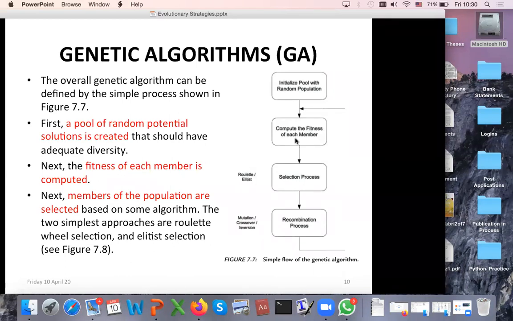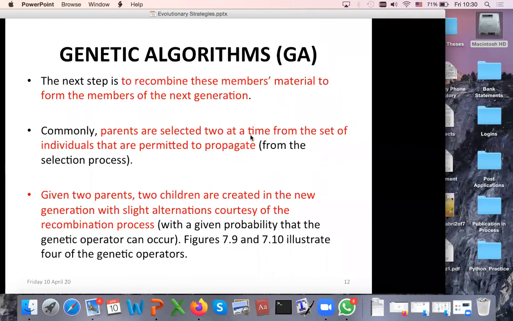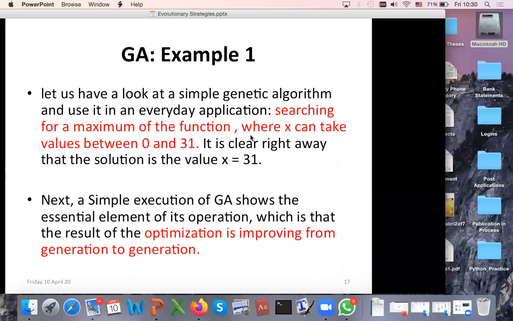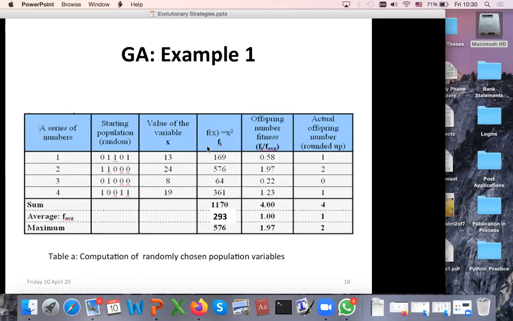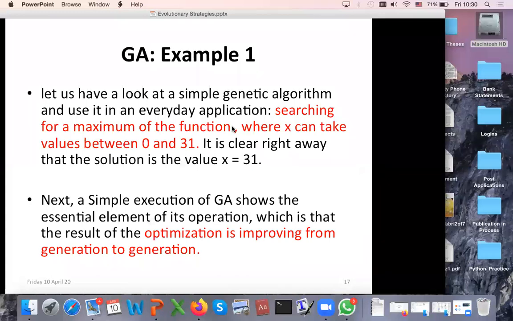So for example, in our next example for the genetic algorithm, you will see that we will have a fitness function f of x is equal to x square, and here we are simply taking the square of some value, and we will see in detail when we reach there.